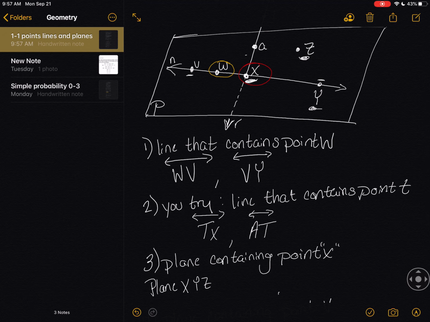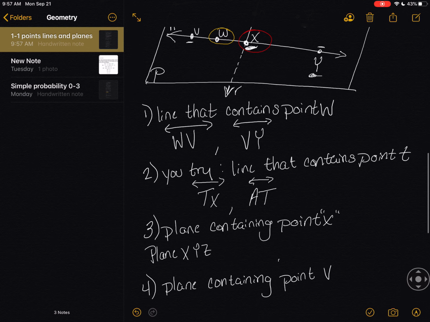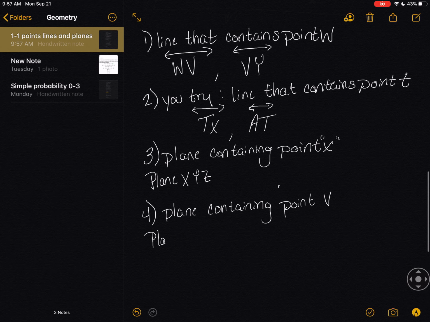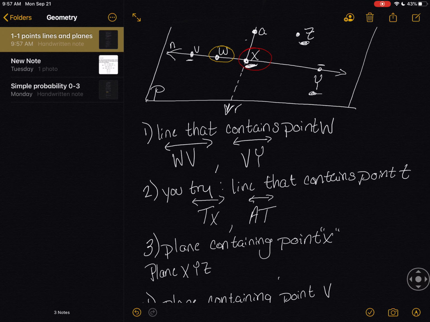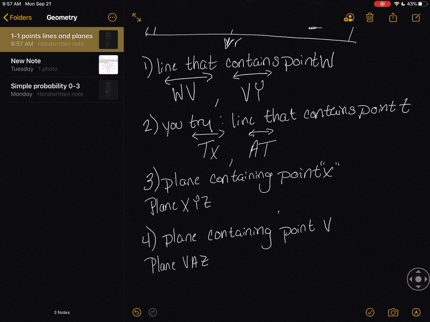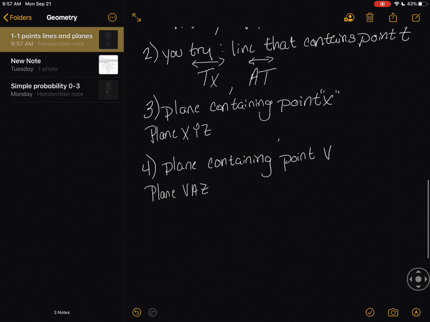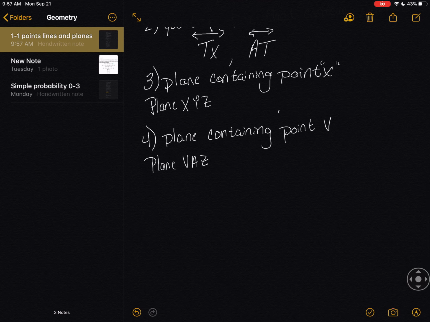So if we're looking for something that has a plane with point V, something like VAZ would work. And there are a lot more. I'm only going to write one down because you could have VAZ, you could have VXZ, you could have VYZ, you could have VWZ, you could have VYA. There are a lot of different options here. Remember, you're just looking for 3 points that do not lie on the same line. You could have 2 on the same line, but that third point can't be on the same line.